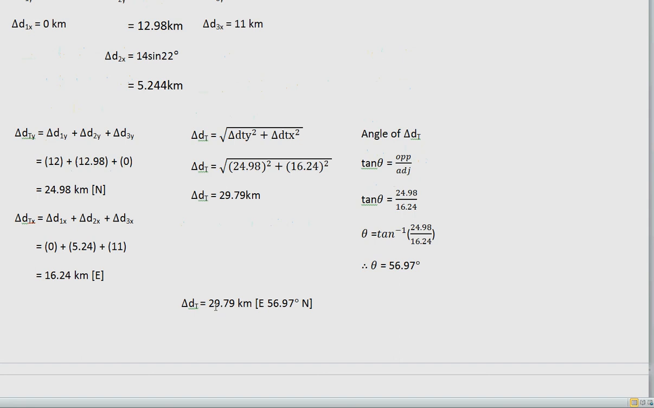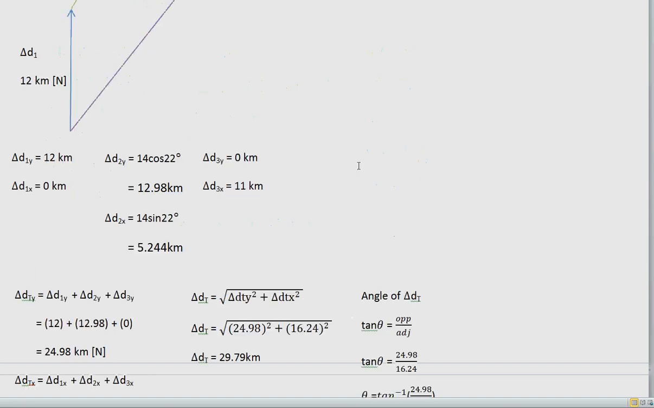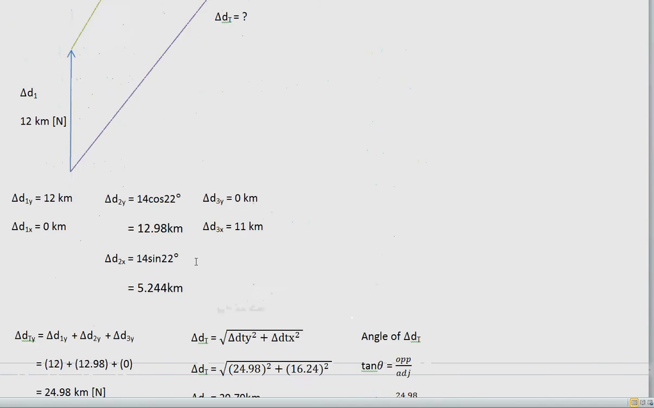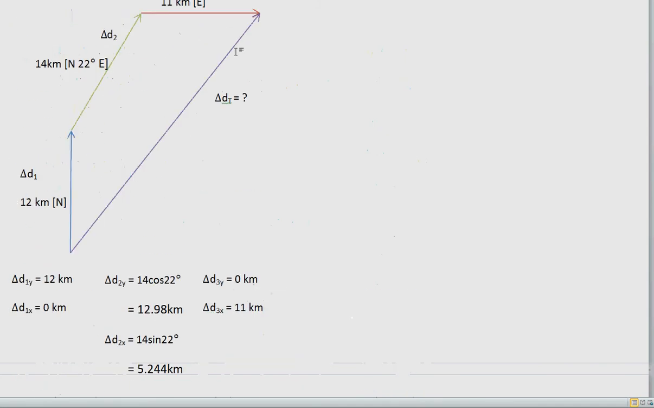So our total displacement would be 29.79 kilometers east, traveling east 59.7 degrees north. So it would be going this way and then 57.6 degrees that way up. That is it. Thank you.